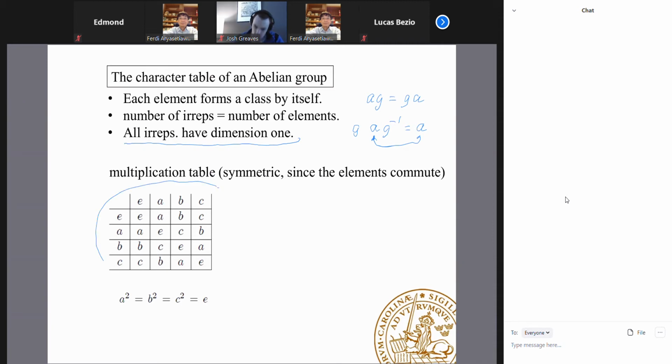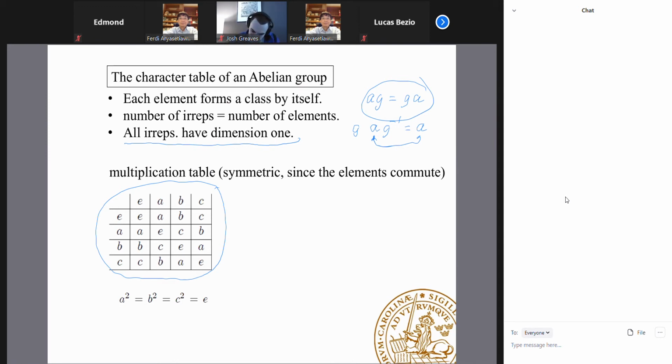So this is the multiplication table. And we have a squared equal to b squared and equal to c squared. That's equal to the unit element. So a characteristic of an abelian group is that the multiplication table is symmetric because of this commutativity. So as you can see, the multiplication table is symmetric.